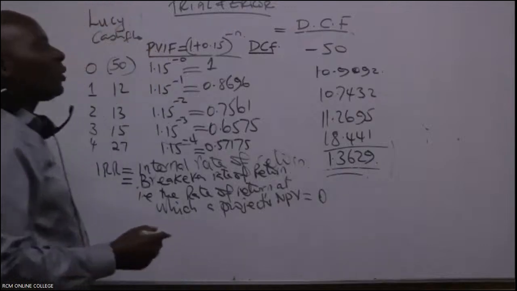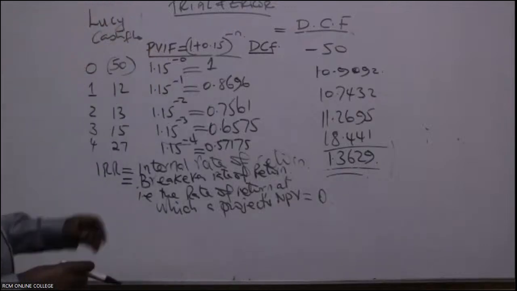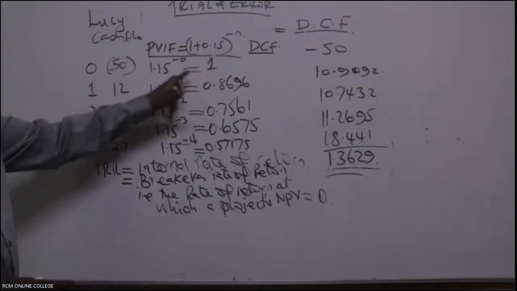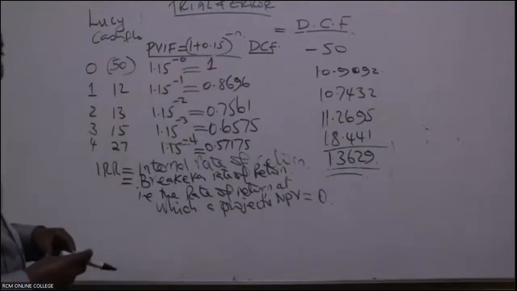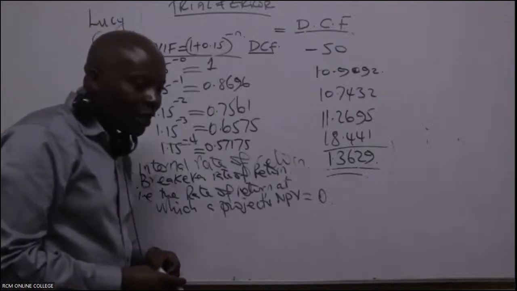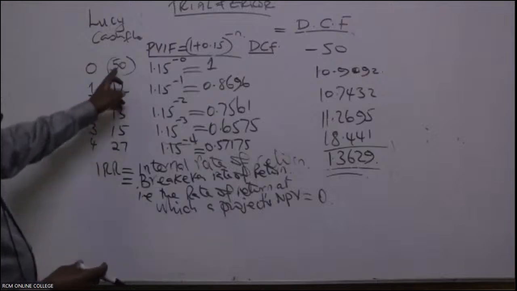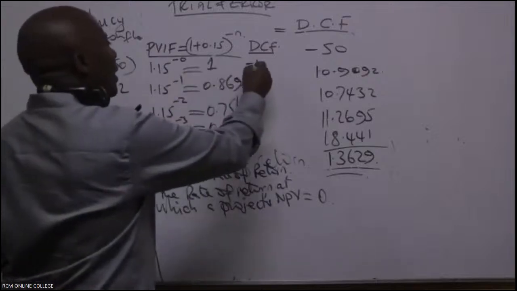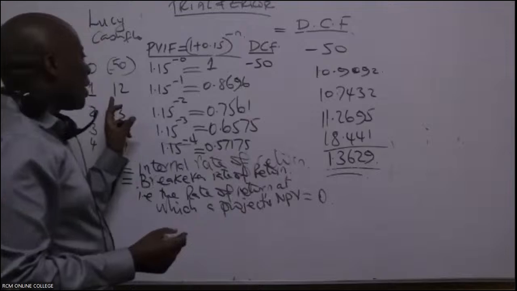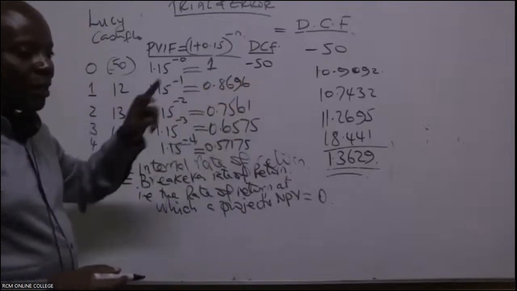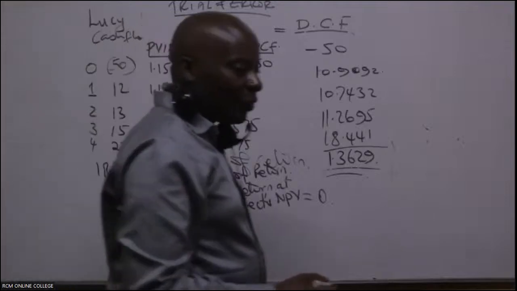Create a column for discounted cash flows there. Discounted cash flows: you take the cash flows that we have here multiplied by the PV. So you take this times this, and you give me a figure. I can see someone has already been able to use Excel. The first one I'm aware is -50. How about the second one? The second will be 12 times this. Please give me an answer.